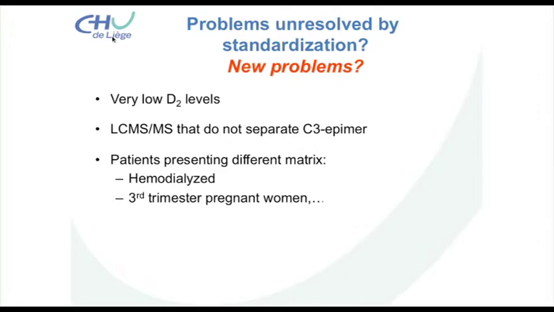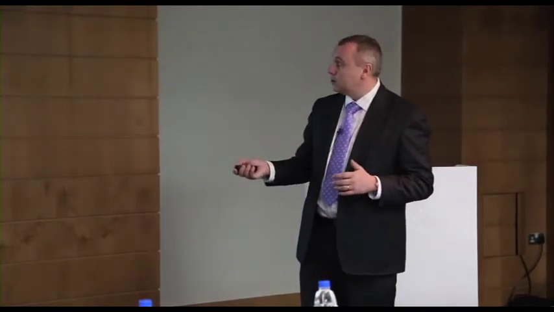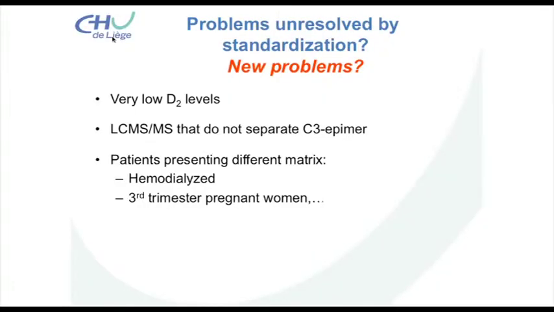So that's a problem. And again, this will not solve the problem of the matrix linked to the vitamin D binding protein. Pregnant women have much higher vitamin D binding protein than non-pregnant women. Hemodialyzed patients, due to the acidic media, due to the uremic media, do not behave in the same way as the others. So these problems will not be solved by this standardization, and there will still be some work that will have to be done on that.